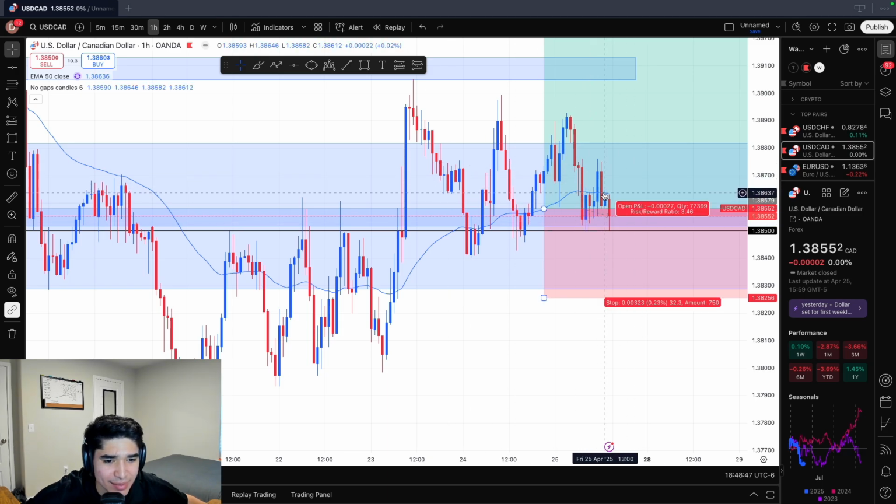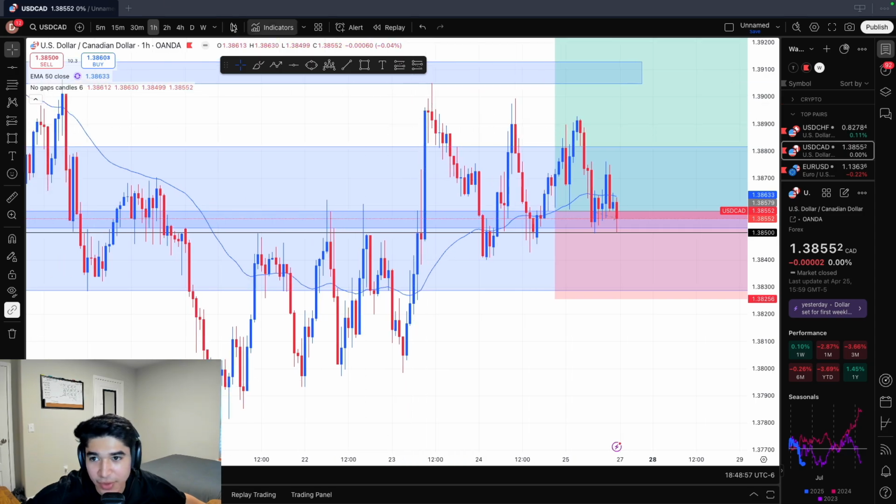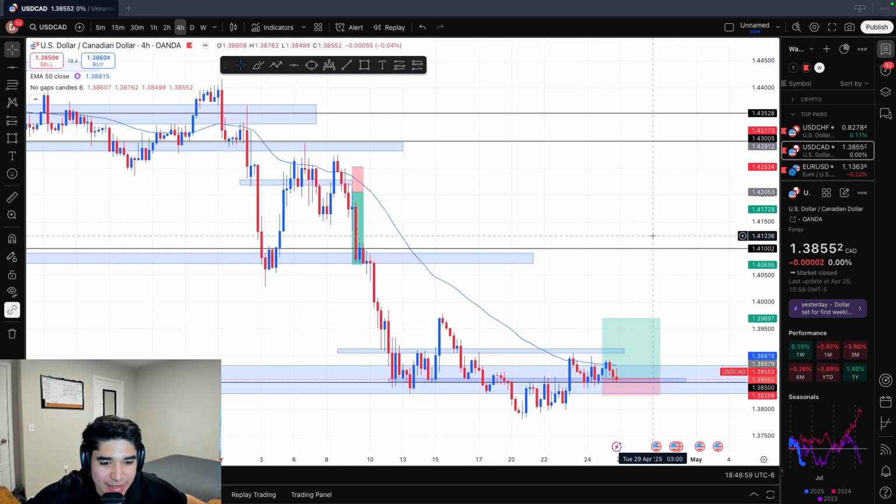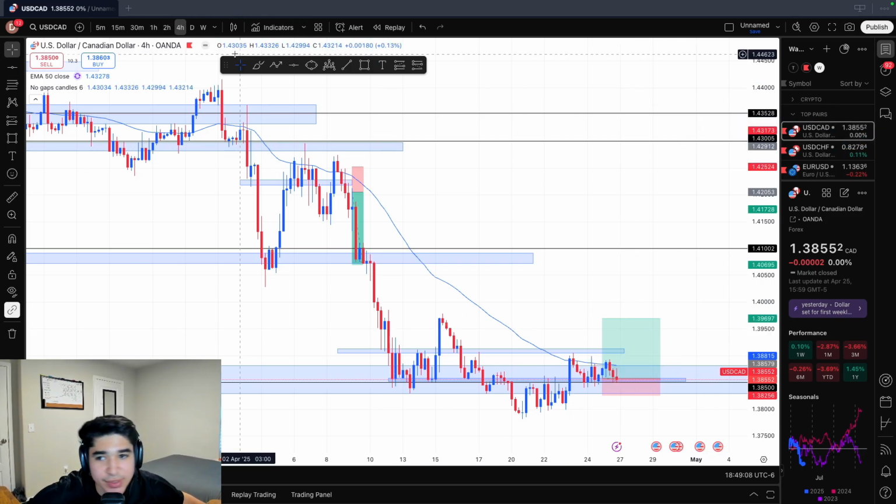On USD CAD, the EMA is kind of there. Let me see. We are currently bearish, so I'm going to be waiting for a shift of structure, maybe if we can get on top of this EMA, and just in case this doesn't do it enough for you, because there's two kinds of trades that you can take here. I'm going to explain this one first.